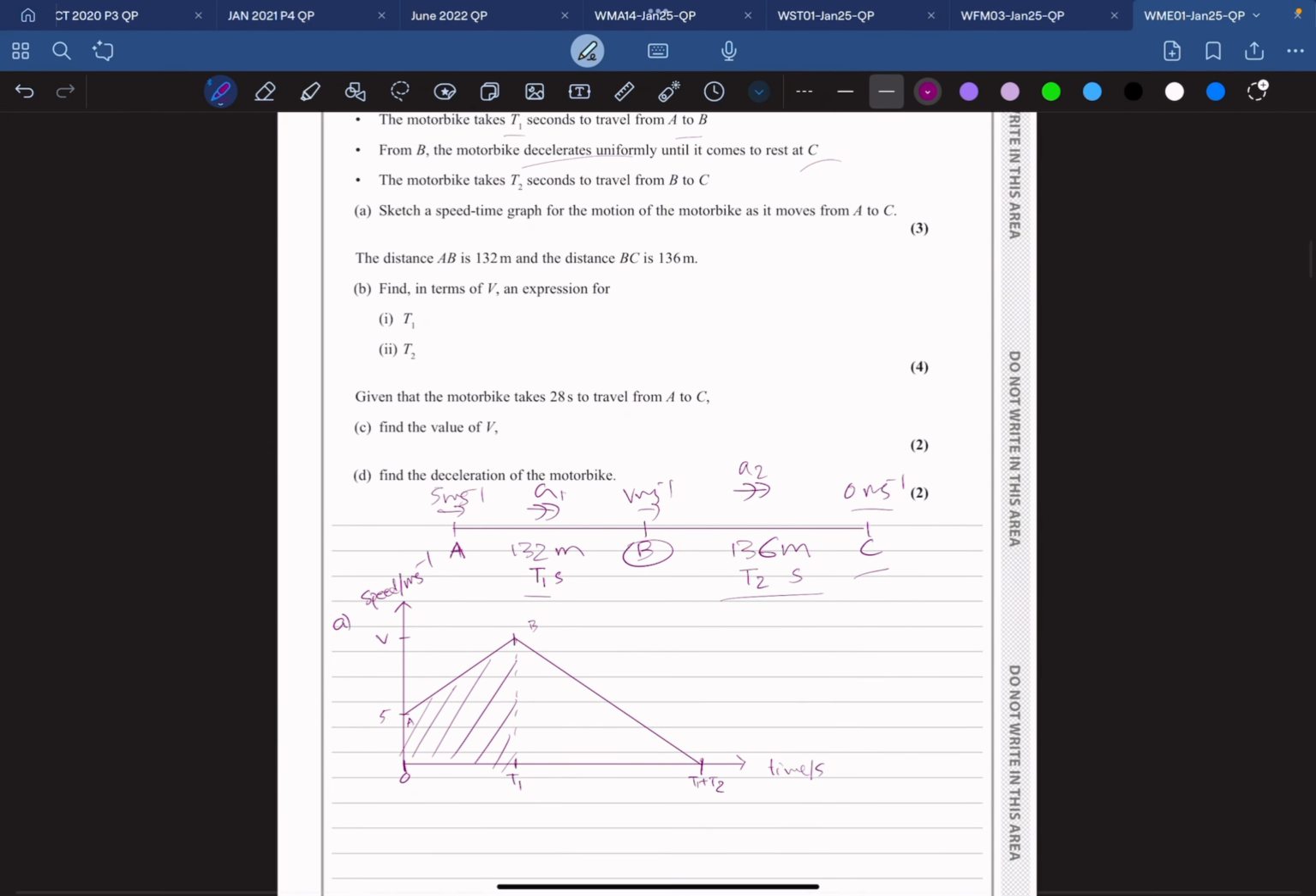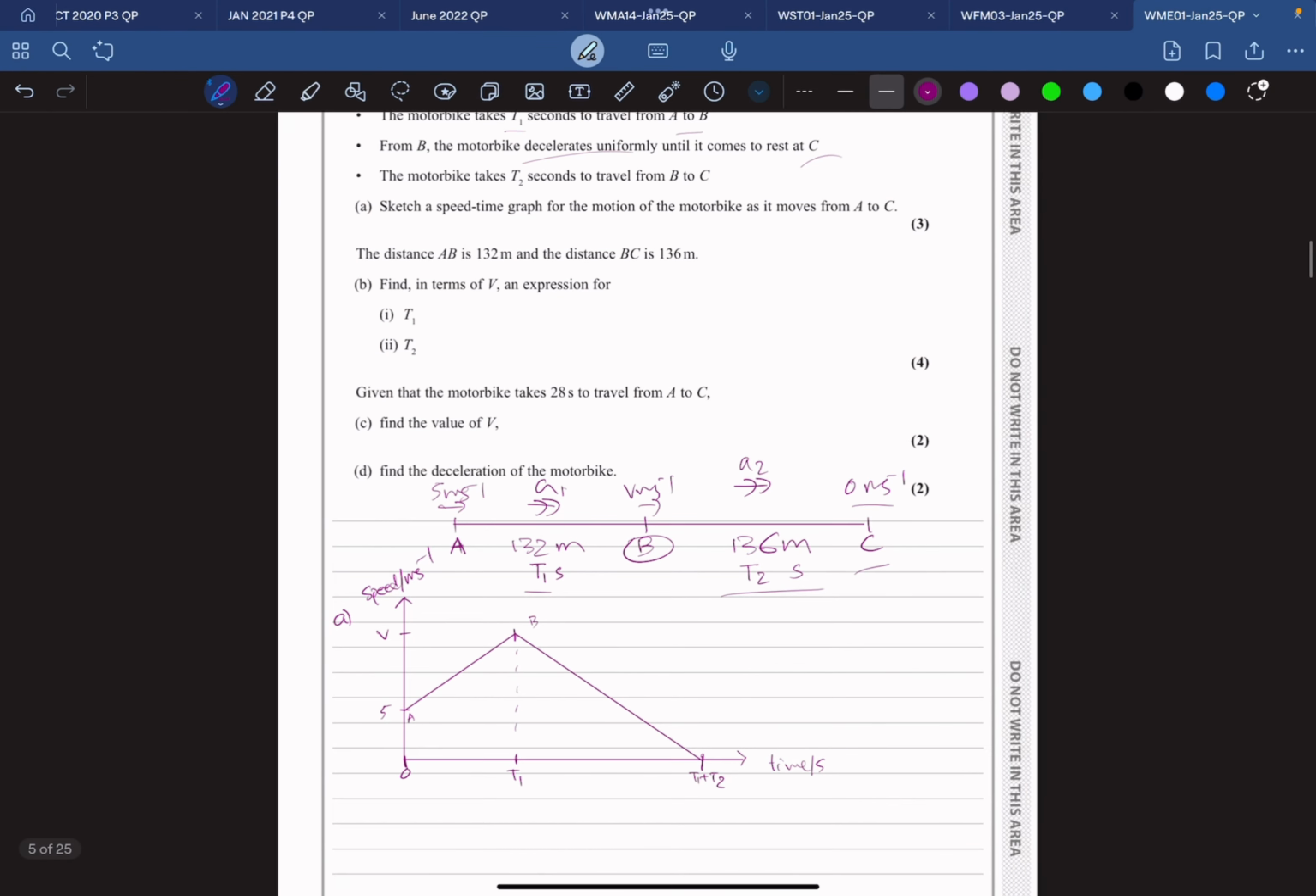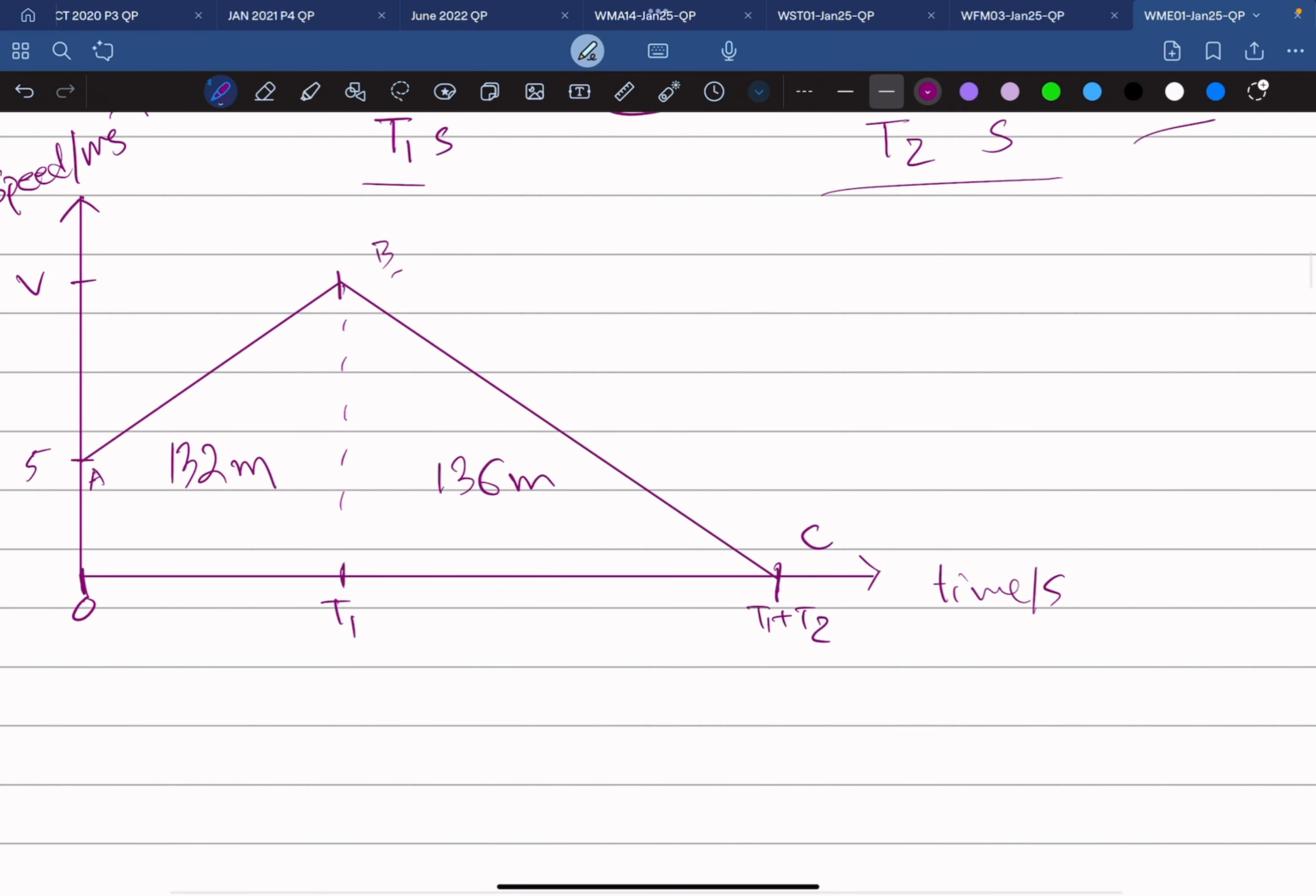In the exam, just refrain from shading just like that. It just doesn't look good. What you can do though is write down the distances here, 132 meters and this would be 136 meters. Very simple. And this is point C. You could just write these down. And don't think that if you write these extra points down, you're going to suffer a loss of marks, right? Because you're not doing anything wrong. These are all facts of this question, okay?